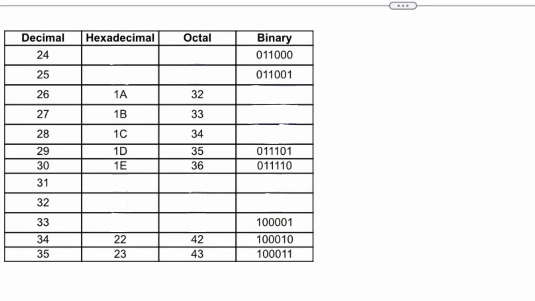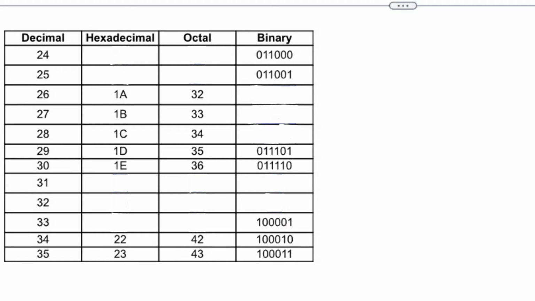Now here we have an example from the homework where they are starting you at the decimal number 24 and they want you to fill in some of the values in hexadecimal, octal, and binary from 24 to 35. So we can start this with hexadecimal. We've got the decimal number 24.